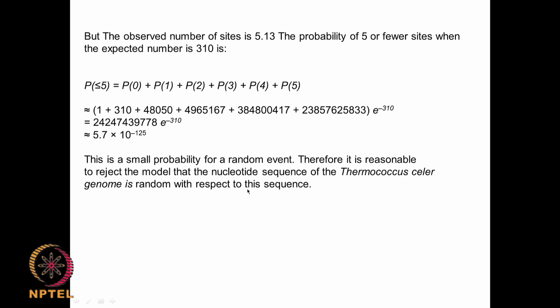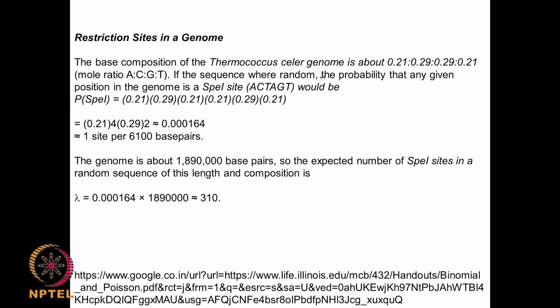So, it is not randomly happening, because if it had to happen randomly, the probability of that is this, but actually you observe 513 or 5 or fewer sites, which is a large number. So, this sequence ACTAGT, which is an SPL site happening, is not a random event. It is a very interesting problem.